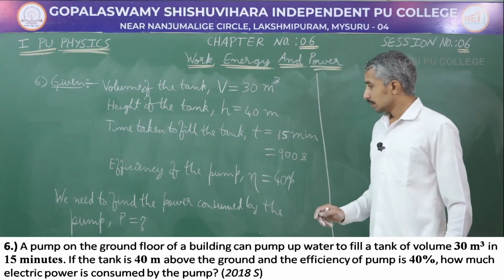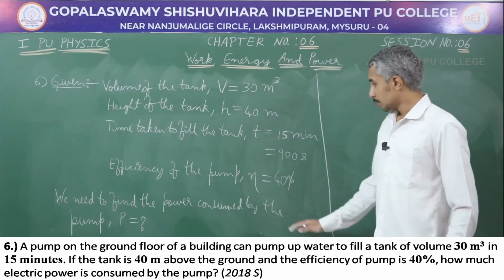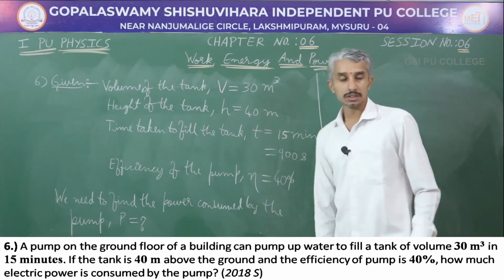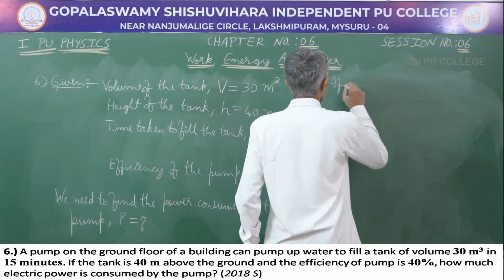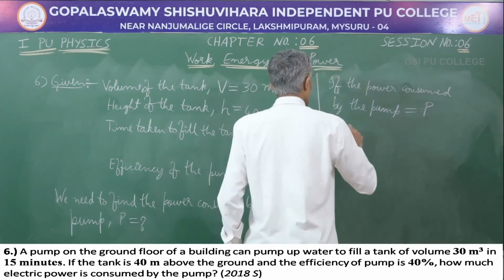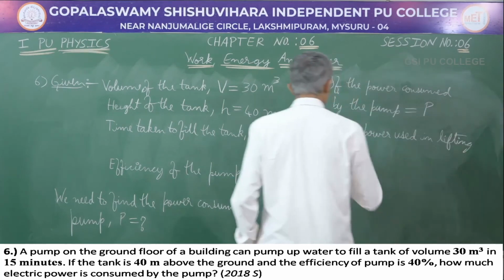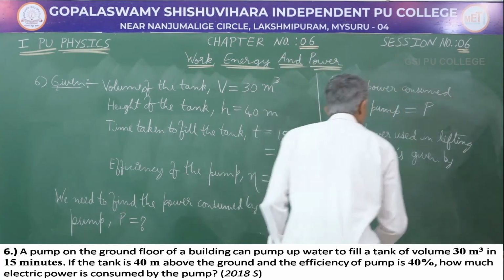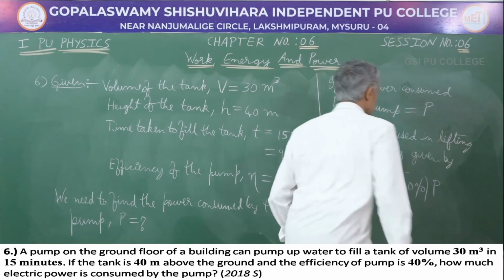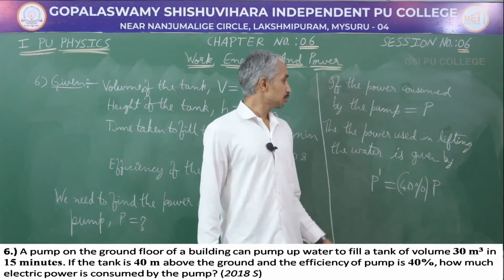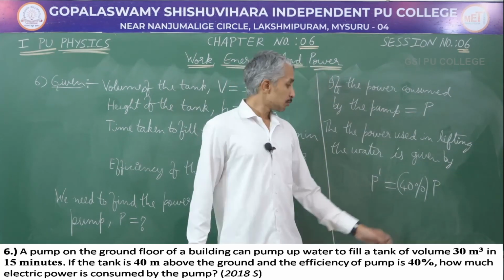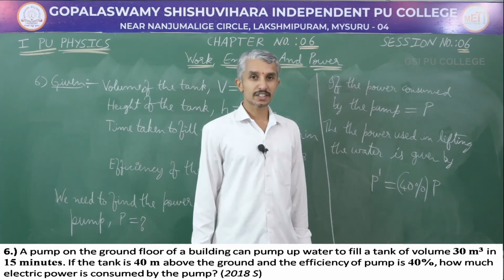So what does this mean? We are supposed to find the power consumed by the pump. So what does it mean that the efficiency of the pump is 40%? Which means if the power consumed by the pump is equal to P, then the power used in lifting the water is given by P dash, which is only 40% of the original power given. If P is the power given to the pump, of the total power only 40% is useful work done. The remaining 60% of the power is lost as heat in the pump.